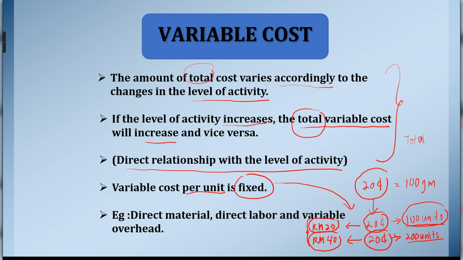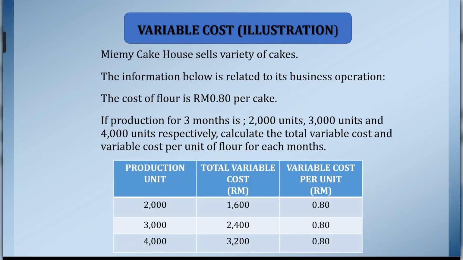So when we multiply by 20 cents, the total variable cost is 20 ringgit. But if I increase the level of activity to 200 units, my total variable cost will change to 40 ringgit. Okay, so that is for variable cost. Let's see the illustration here to see the definition more clearly.